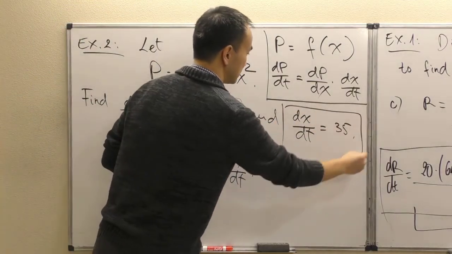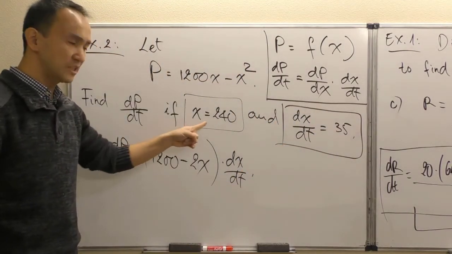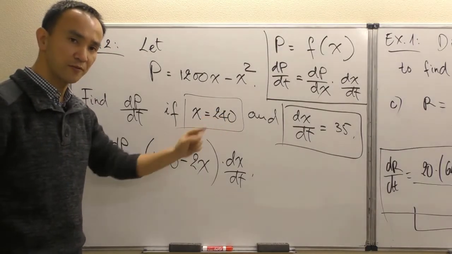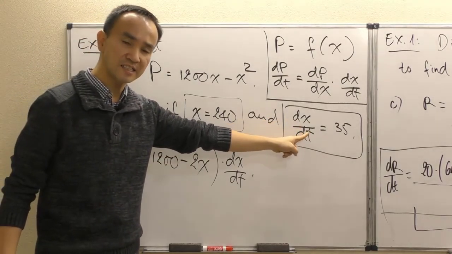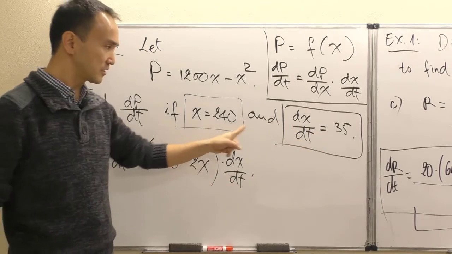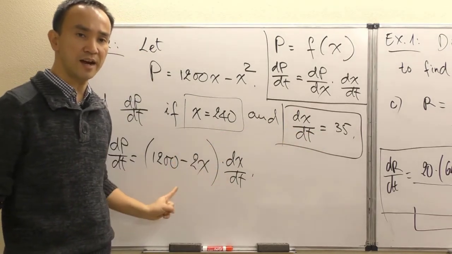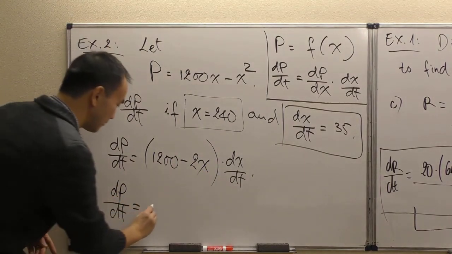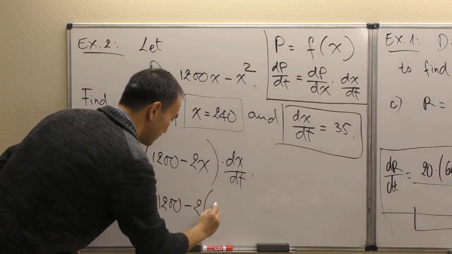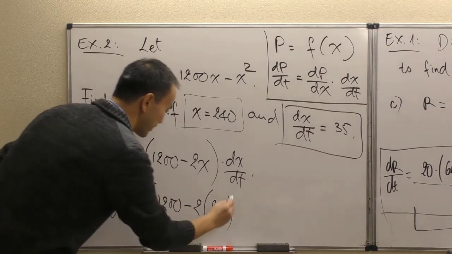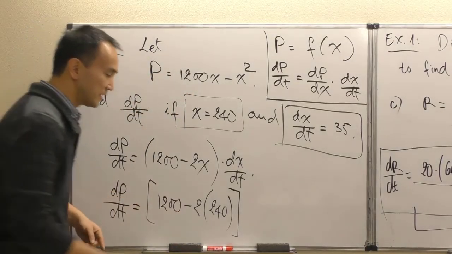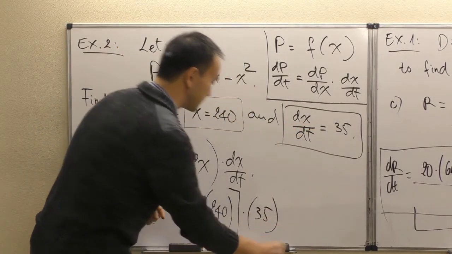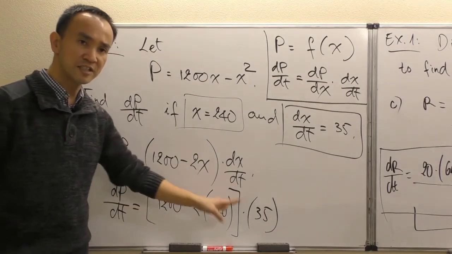Once we have come to that equation pointing out the relationship between the rates, the given information is now useful. When x equals 240, and at the instance where dx/dt equals 35, we're going to simply take these values and substitute them right into our current expression. So now dp/dt equals 1200 minus 2 times 240. I use parentheses anytime I do a substitution. And then I'm going to multiply with dx/dt, substituted by 35. So that's the calculation setup.